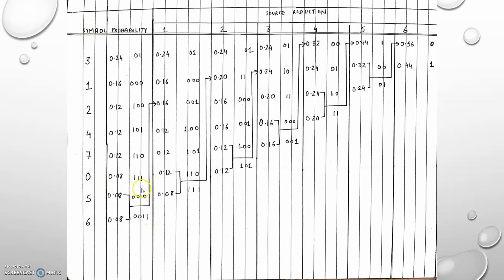After we did it, we see this 0.24 comes from here, so assign the code 01. This 0.16 comes from here, assign the code 000. This 0.12 comes from here, right? Why? Because after adding, this came over here. So technically this 0.12 is this 0.12. Its code is 100. For 0.12, 101, which comes from here, then 0.12, 110, which comes from here, and then 0.08, which comes from here. So this is how we found the code for everyone.